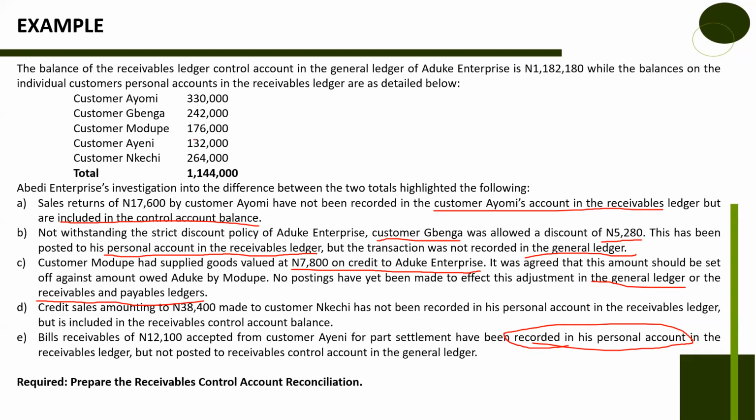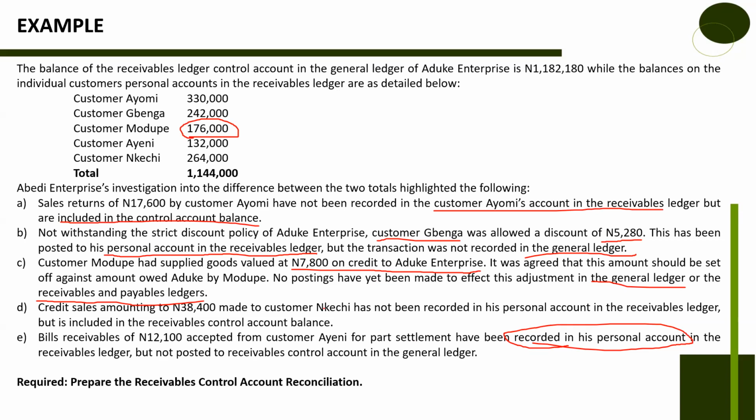How much does customer Modupe owe? She's owing us 176,000 naira. Now she says, the amount I'm owing you, use it to do my own. I pay you from me, you pay for me. That's what we call in accounting a contra entry, a set off. You're using it to set each other off, contra entry.